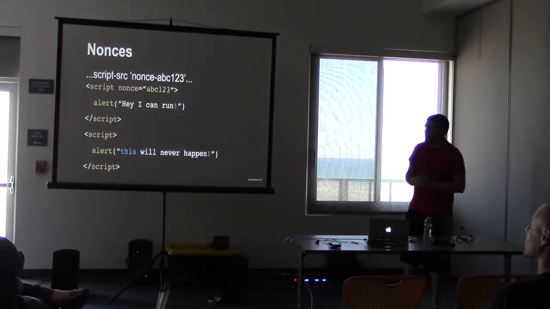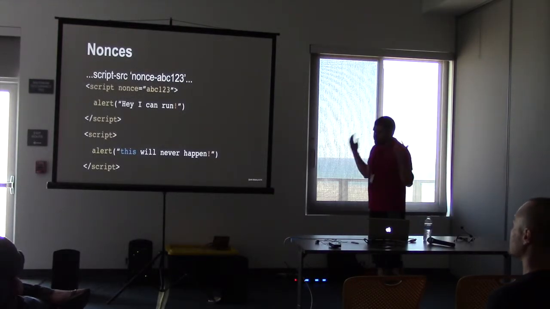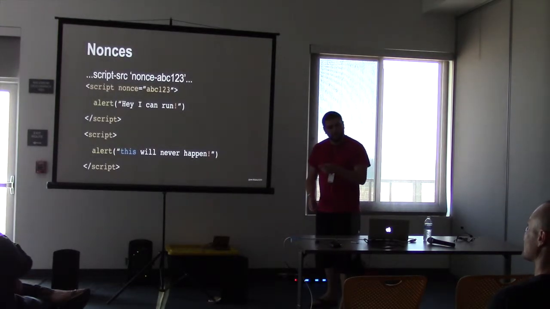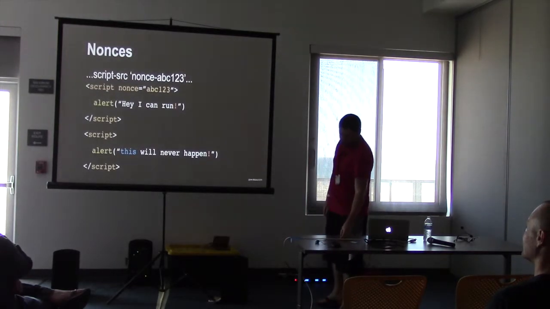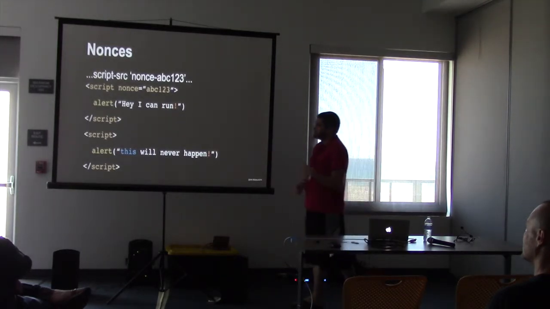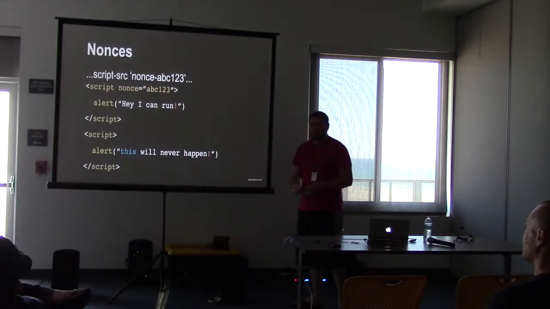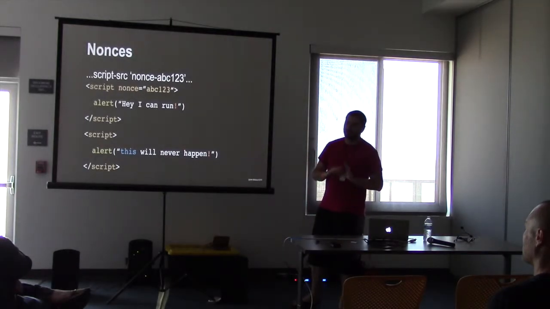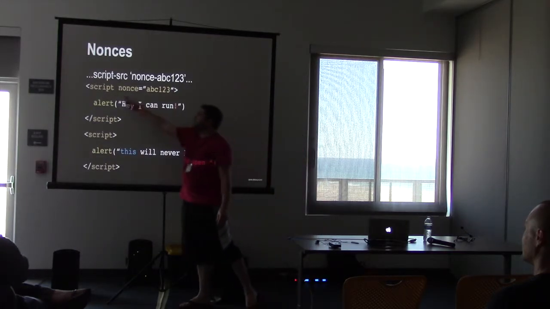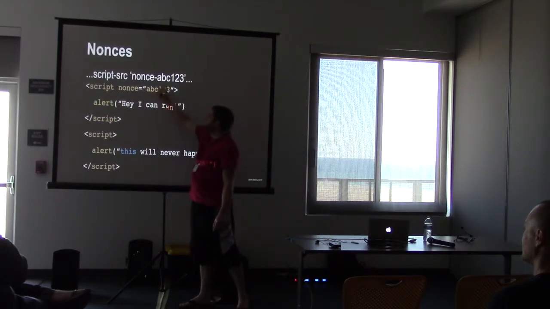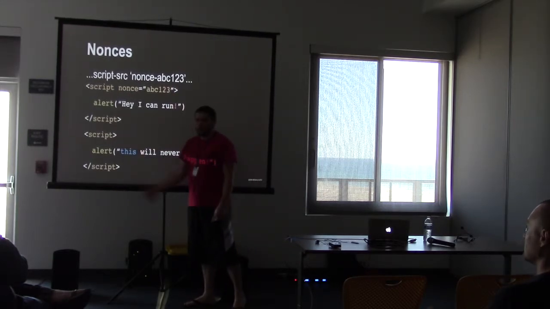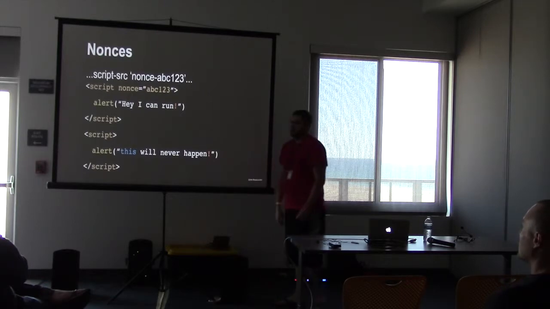So what was I talking about? Nonce. What is a nonce? A nonce is just a random number. It's supposed to be used 1 time, also known as a random number. So we have this concept where we can now add this value to our script source directive, nonce dash some nonce, ABC123. I just got really lucky with the random number generator, I promise. Now we add this extra attribute to the script tag. So it's nonce, ABC123, ABC123. Hey, I can run. Script tag, no nonce. Oh, this will never happen.